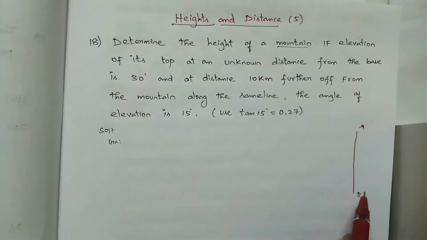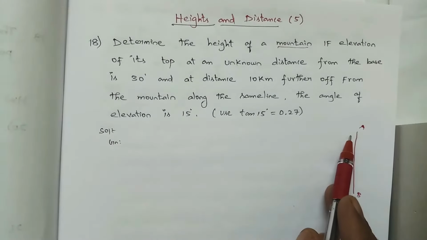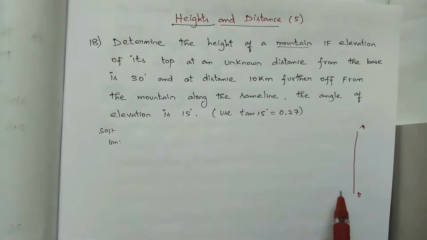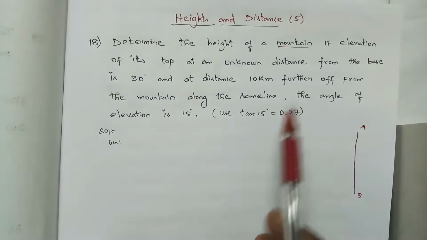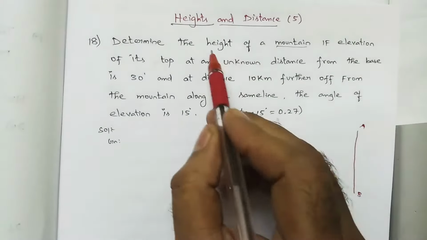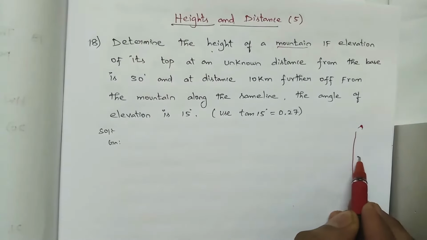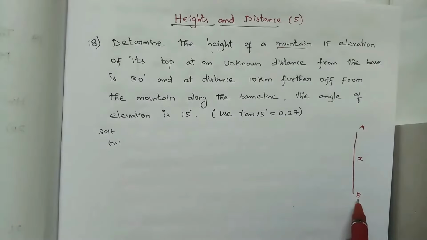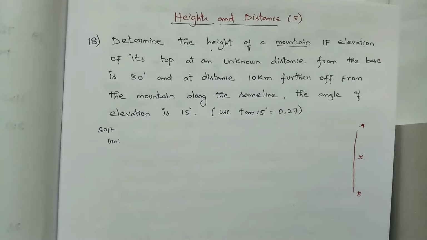Point A and point B. Point A is nothing but the top of a mountain, and point B is nothing but the foot of the mountain, right? So what is given? That only we want to find. What do we want to find? We want to determine the height of the mountain. That alone we want to find. So let's take AB as x. The height of the mountain I am just assuming as x.